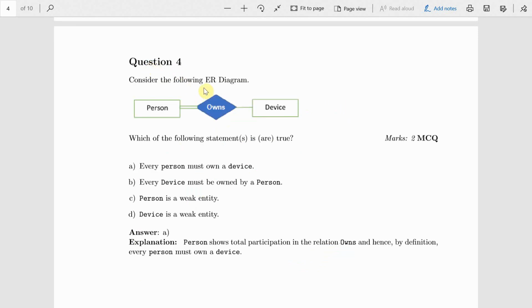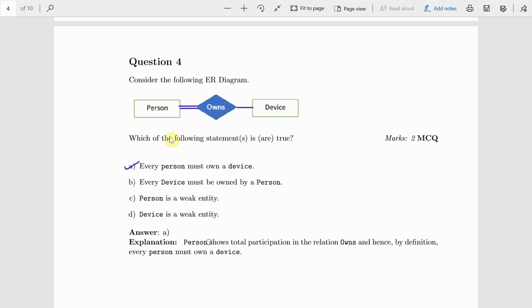Question number 4. Consider the following ER diagram. Person owns device. Now the question is, which of the following statements is true? Person is an entity set, device is an entity set, owns is a relationship. This single line indicates partial participation. This double line indicates total participation. Now we read the options. Every person must own a device. The total participation says mandatory participation. It means every person must own a device.